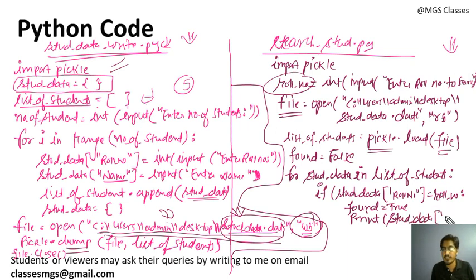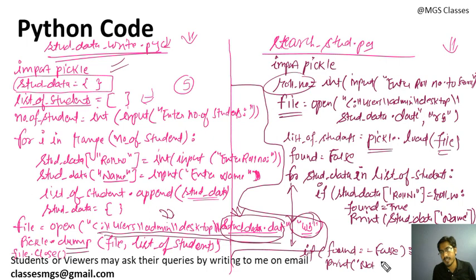This is actually a dictionary, because the list has dictionary objects, that's why we are accessing it like key-value pairs. Now at the end of this for loop, we are going to write: if found equals false. If found is false, that means we didn't find the student data. In that case we will print student data not found. You can simply say an error message, not found, like this.